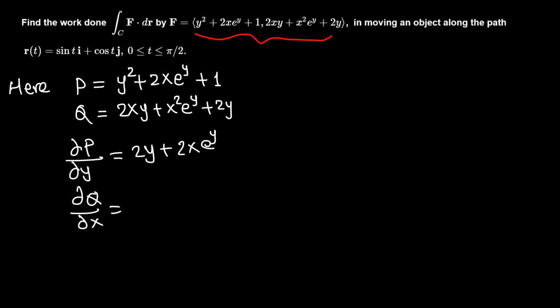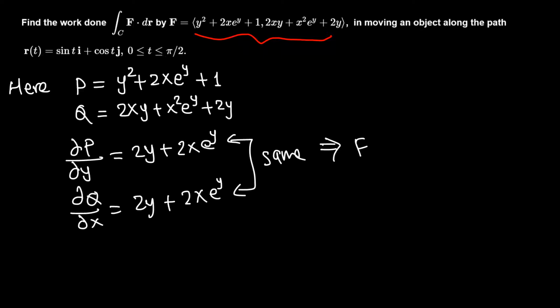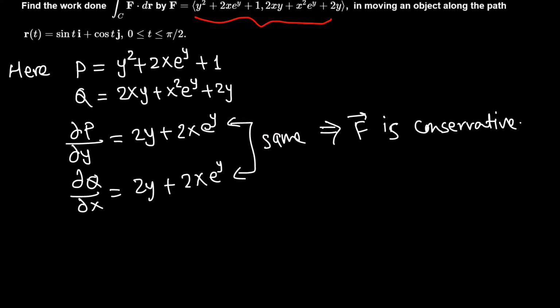How about Q with respect to x? So 1, so 2y plus x squared, that's 2x, e^y is constant, plus derivative of 2y is 0 with respect to x, and they are the same. That means this F is conservative. Then we can find a potential function.